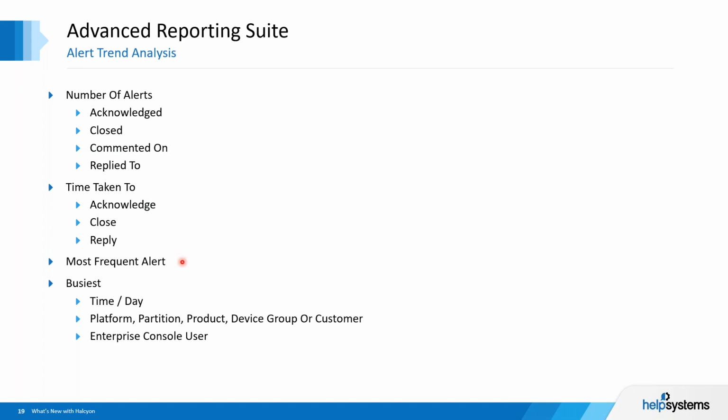What's the most frequent alert? And again, this can be part of a performance improvement program. Let's try and nail the top 10 most frequent alerts so they don't happen. Remember, ideally, you want this enterprise console to be empty most of the time. You don't want constant alerts. But what you do want to do is to be able to identify the busiest time, or the busiest day, or the busiest box, or even the busiest customer. So all of that can be done now with what we've done within the Advanced Reporting Suite and that button within the enterprise console.